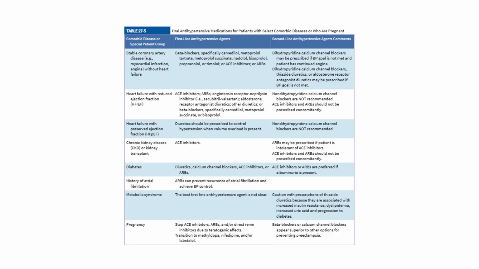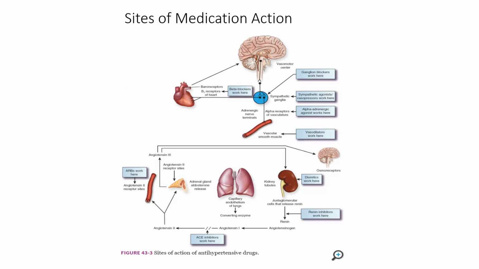This is a chart in your book as well. It's just oral antihypertensive medications for patients with select comorbid diseases. You don't have to memorize this. I just thought it was a pretty good little chart to understand why certain medications may be prescribed for one patient and not the other. And this is from your pharm book. It just shows the site of action of different classes of medications and how they work on the body.